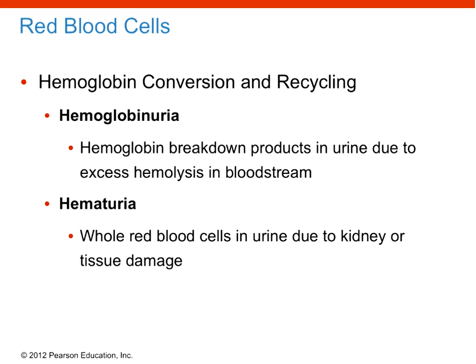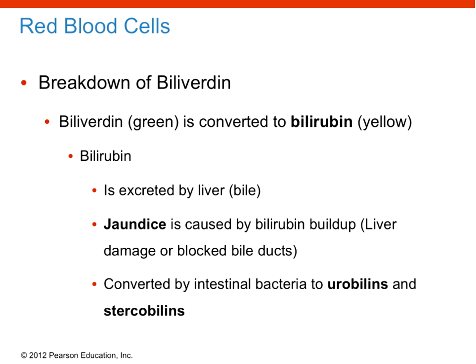Hemoglobinuria means that there are hemoglobin breakdown products in the urine, because you have excessive hemolysis in the bloodstream. You've had way too many red blood cells explode and break for some reason or another. That is not a normal thing that needs to happen. So what we find is that in the urine we'll have a lot of hemoglobin, which it shouldn't be. Hematuria is where you have whole red blood cells in the urine as a result of the kidney's inability to filter out those red blood cells, or there's been some tissue damage.